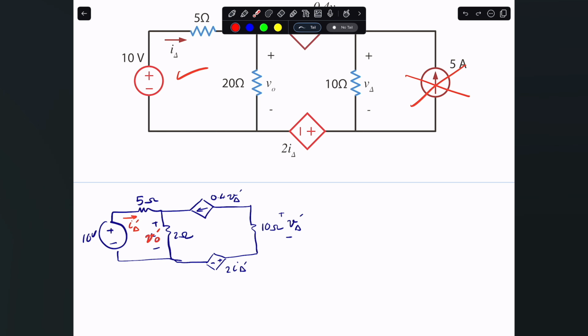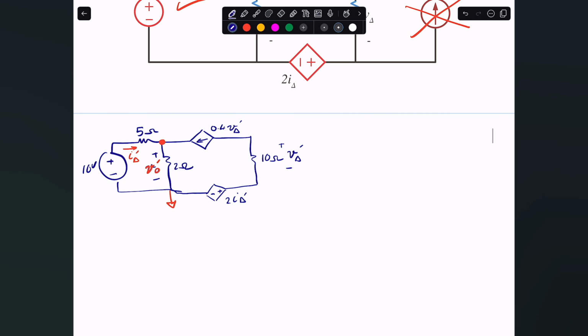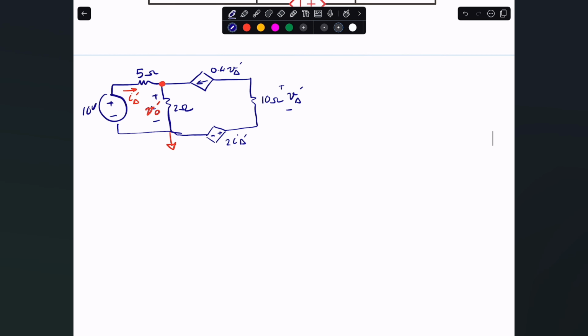You'd end up with just one equation, and you have to deal with the dependent sources. But because I'm looking for V naught prime, I'm going to put my reference in here, and the voltage in here will be V naught prime, the voltage I'm looking for. So I'm going to write a nodal equation. Let me write it in here. Again, I'm hiding the original circuit because this is how you have to deal with the new circuit. You have to deal with it as if it's completely new.